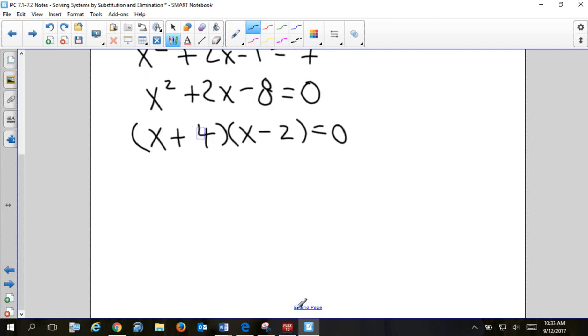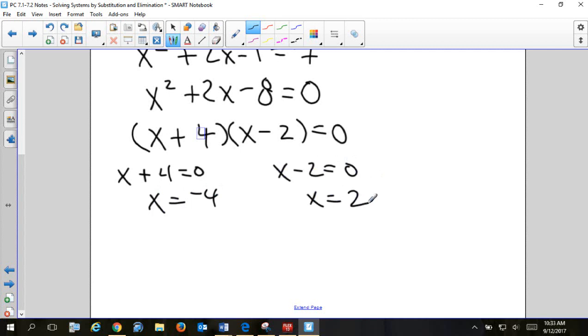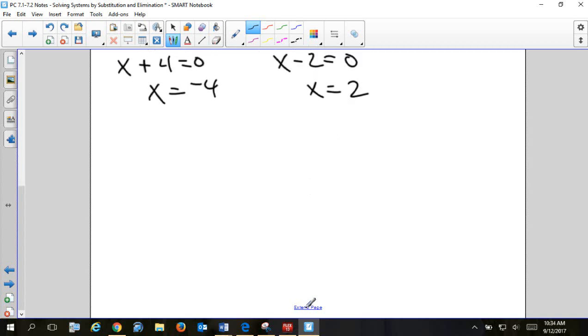What happens after you factor? Set each factor equal to 0. So we have x plus 4 equals 0. We have x minus 2 equals 0. So we have x equals negative 4 and x equals 2. Our ultimate goal is that we are trying to find the ordered pairs where these two graphs cross, and we have 2 x's. So that's telling me we're going to have 2 sets of ordered pairs. So we're going to plug in x twice, or different x's, I mean. So our next step is plug in.